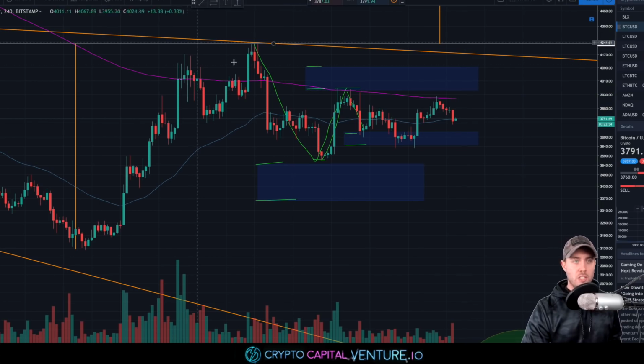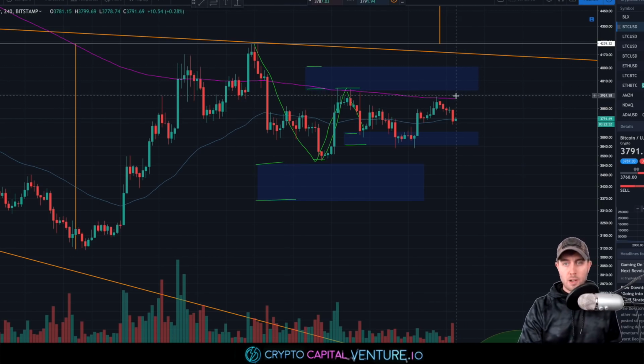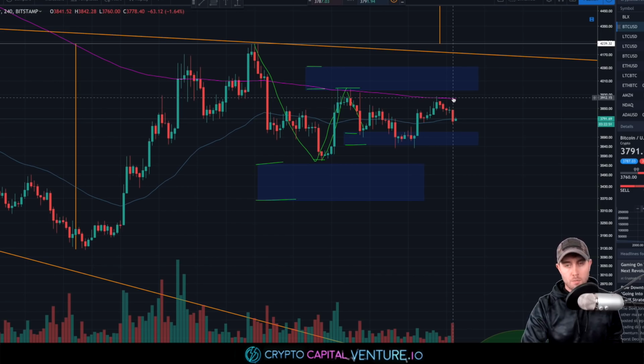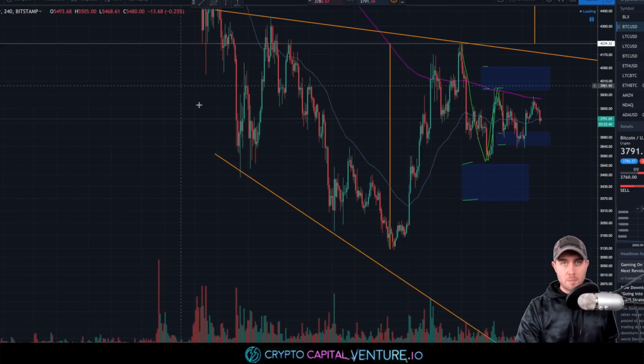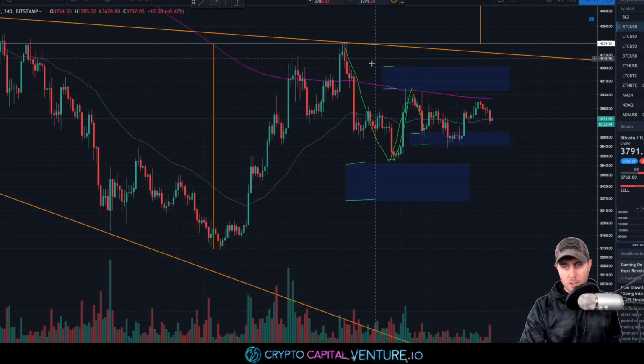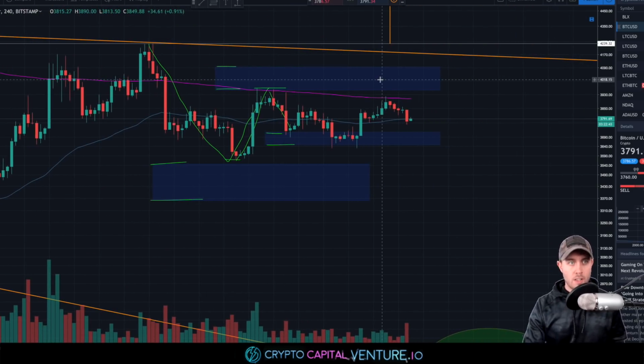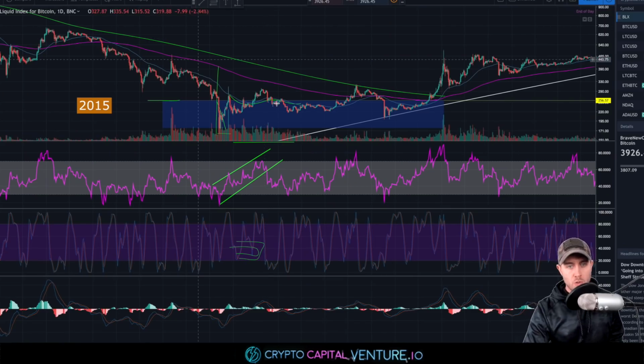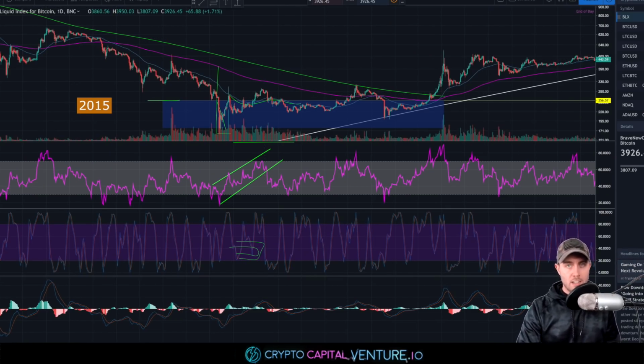So the question is, are we going to break above this short-term 4-hour 200 EMA resistance to approach that 50 EMA on the daily chart that we need to break? Or is all support going to fall? And is this harmonious move of Bitcoin compared to 2015, is it going to fall? Is it going to fail?